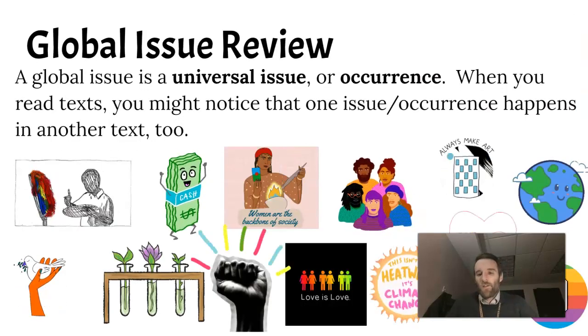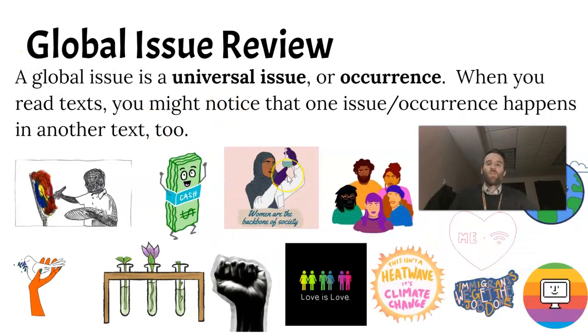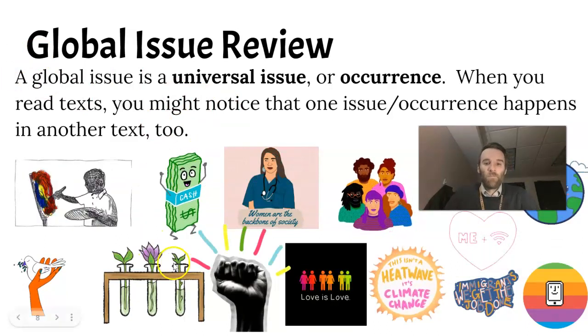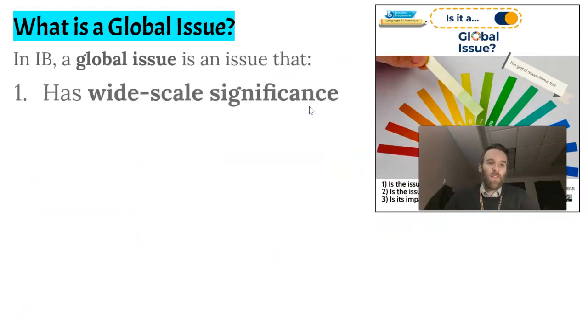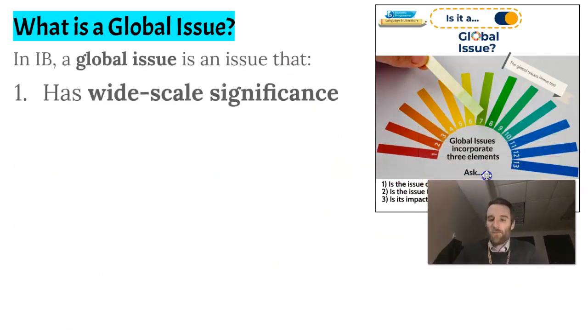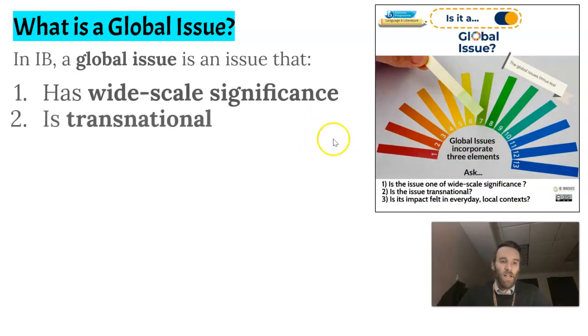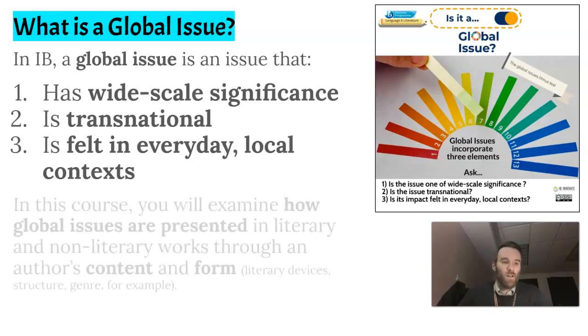Let's talk for a minute. Very quick review of global issues. A global issue is a universal issue, something that happens here and happens everywhere around the world. You remember that it has wide-scale significance, so it's important everywhere or in lots of areas of life. It's transnational, and it's felt in everyday local context. So if you went around the world and discussed this issue, everybody would kind of feel it, kind of know about what's going on.